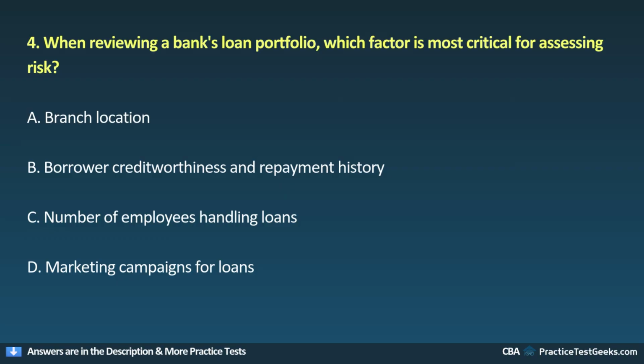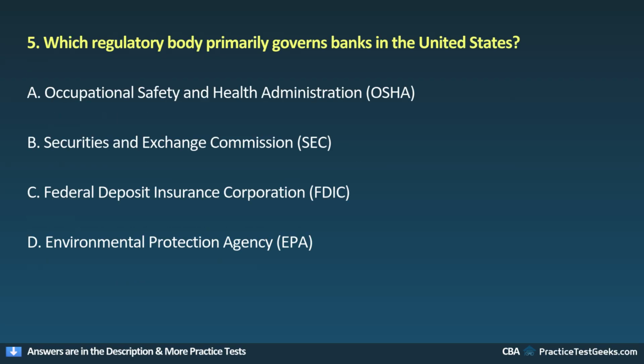4. When reviewing a bank's loan portfolio, which factor is most critical for assessing risk? A. Branch location. B. Borrower creditworthiness and repayment history. C. Number of employees handling loans. D. Marketing campaigns for loans.